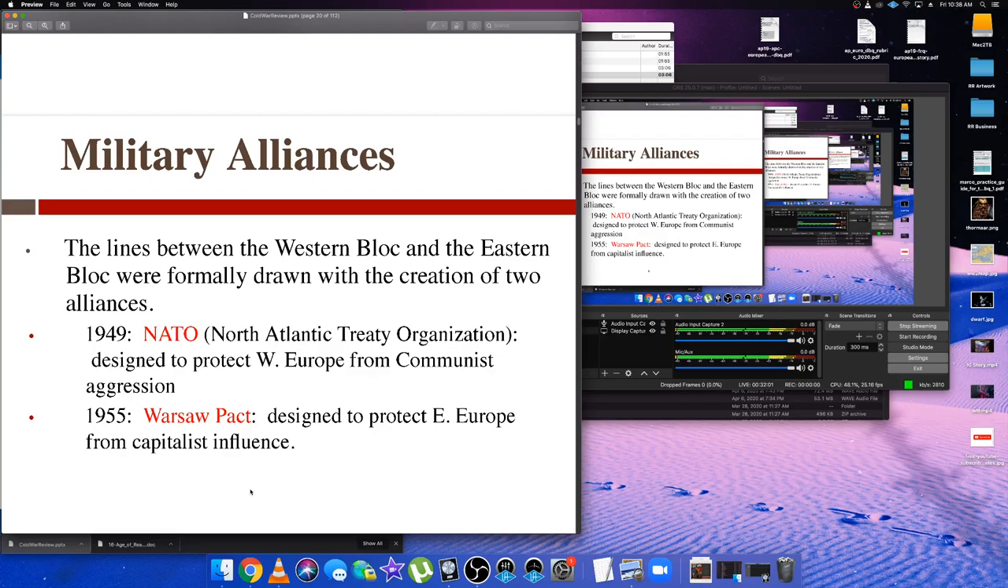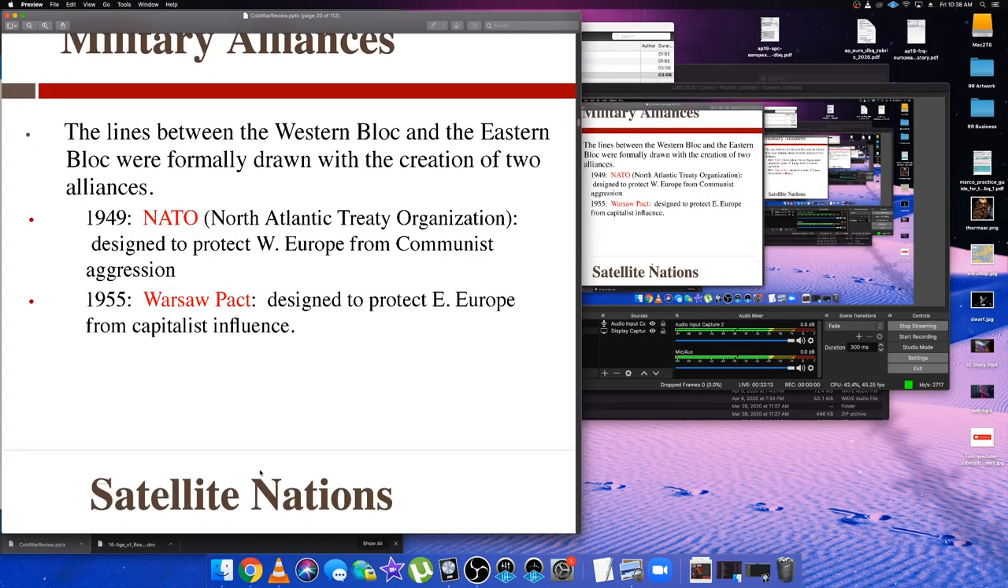So, military alliances: the lines between the Western Bloc and the Eastern Bloc were formally drawn with NATO. Oh, I guess NATO was in 49. Warsaw Pact is the one that was made in 55. And it was designed to protect Eastern Europe from capitalist influence.